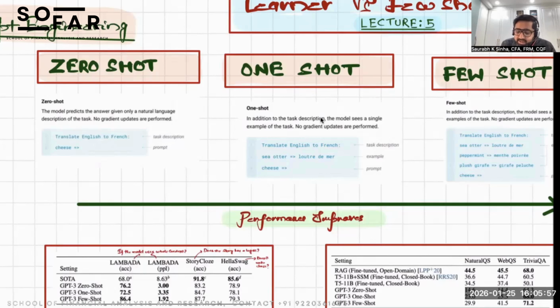And you gave one example. One example, this is a word or two in English, and this is the translation in French. And then they are asking to translate cheese into French. This is one shot learning because only one example was provided.